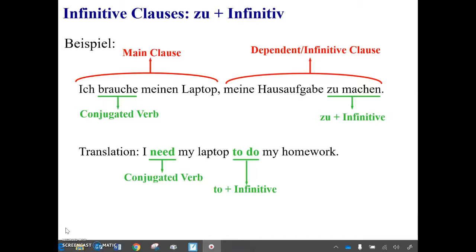In English, that to and the infinitive come in different places in the sentence. In German, it will always come at the end of the dependent clause. So I need my laptop to do my homework becomes ich brauche meinen Laptop, meine Hausaufgabe zu machen.